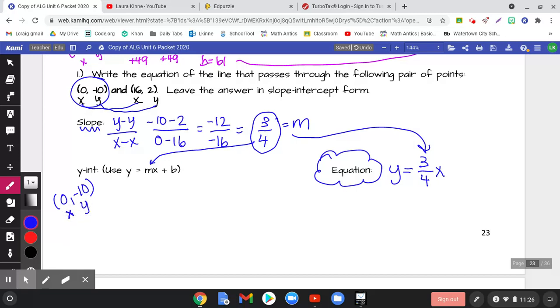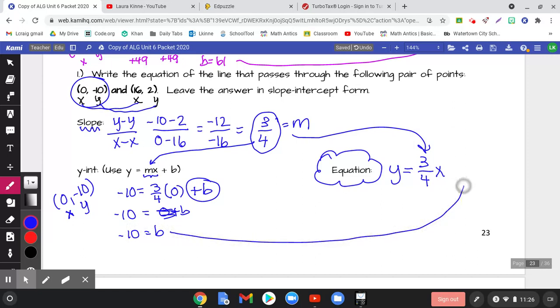So instead of y equals, we're going to type in -10 equals. Instead of m times x, m is 3/4, which we just found out. x is 0. Oh, anything times 0, that's easy. Okay, so solve it for b. You're trying to get b by itself. Well, 3/4 times 0, that's 0. So you have -10 equals 0 plus b. You can just get rid of the 0. b is -10. That's your y-intercept. There's the other part of your equation.